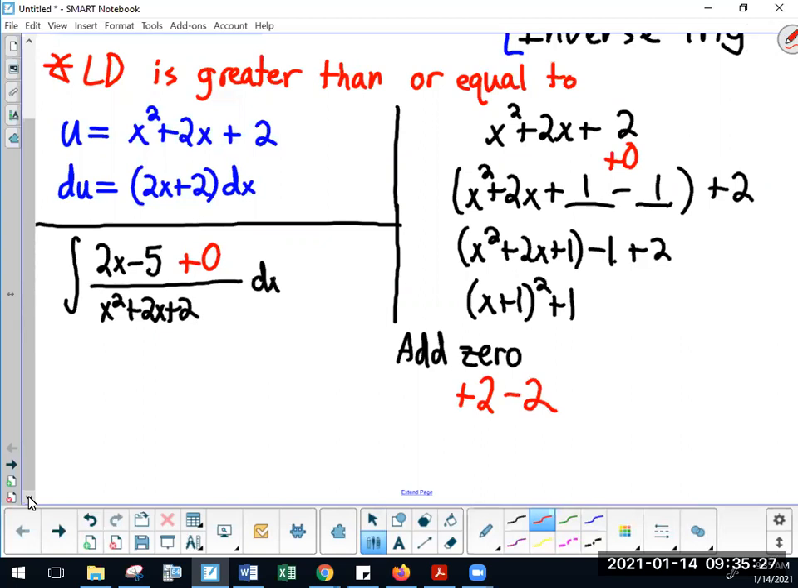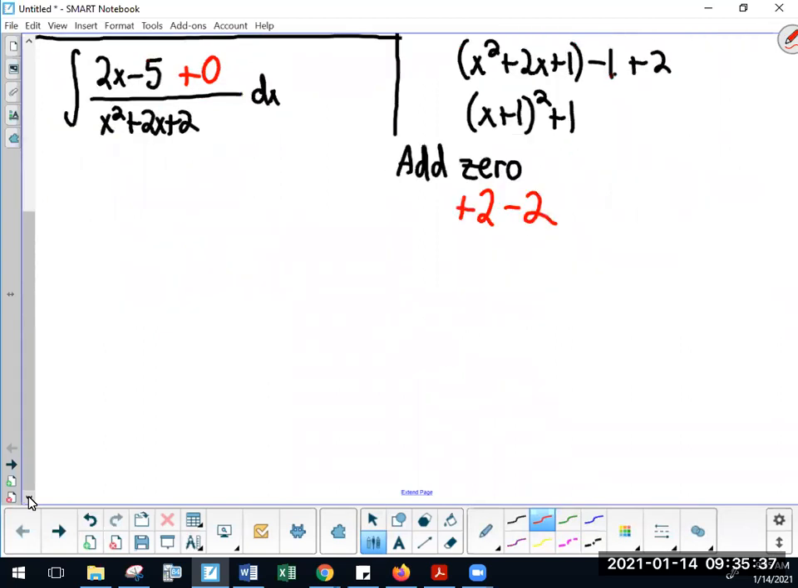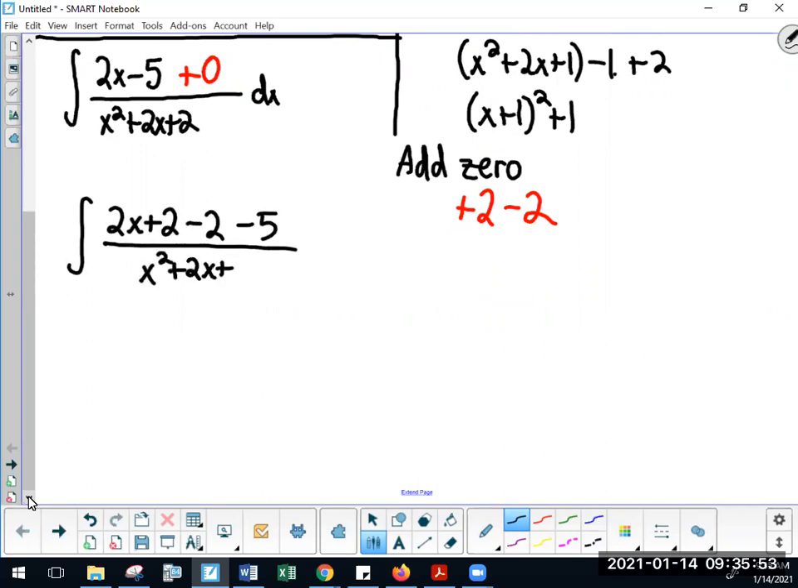Why would I choose that one, do you think? Why is that the one I'm choosing? That's what you should be pondering right now. So why is it I added the exact 0 of positive and negative 2? Why is that the one I chose?